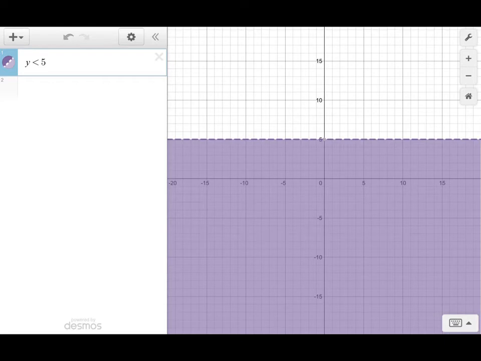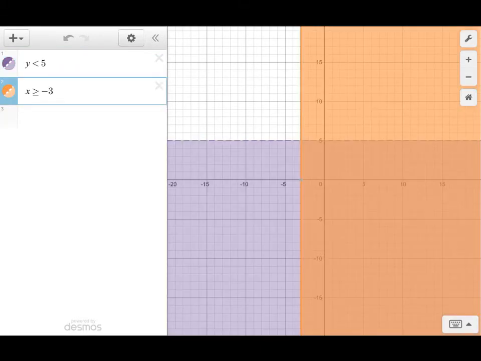This would be the second part of the system where y is less than 5. Note, it is less than 5. It is not equal to 5. Therefore, this is a dotted line showing that you can go right up to 5, but you cannot include 5. If this was simply a number line, it would be an open circle at 5 and an arrow pointing to all the values that are less than 5. Now we've got to put the two together.